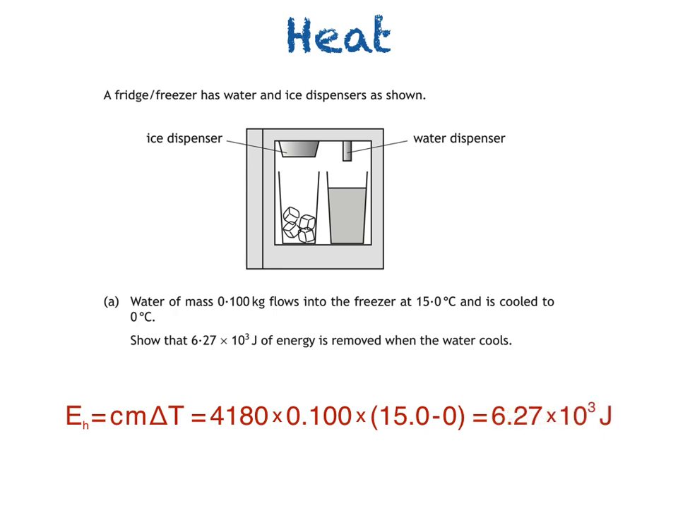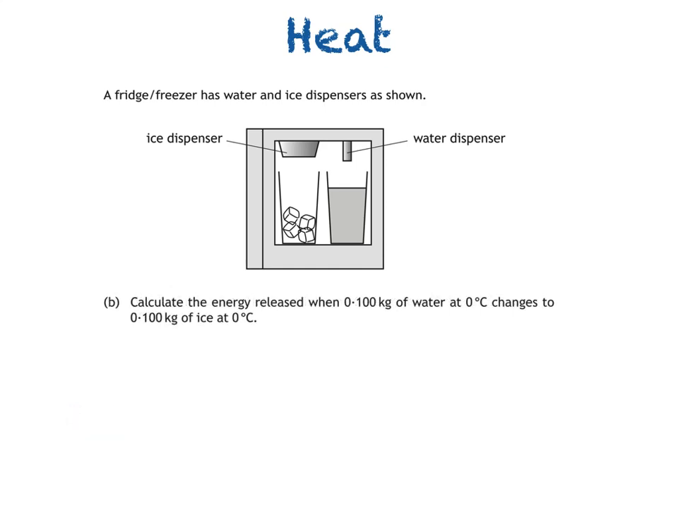It's important to note that this is a show question. When you're asked to show something in the exam, all steps in the calculation, including the stated answer, must be shown. Part B of the question asks us to calculate the energy released when 0.100 kilograms of water at 0 degrees Celsius changes to 0.100 kilograms of ice at 0 degrees Celsius.